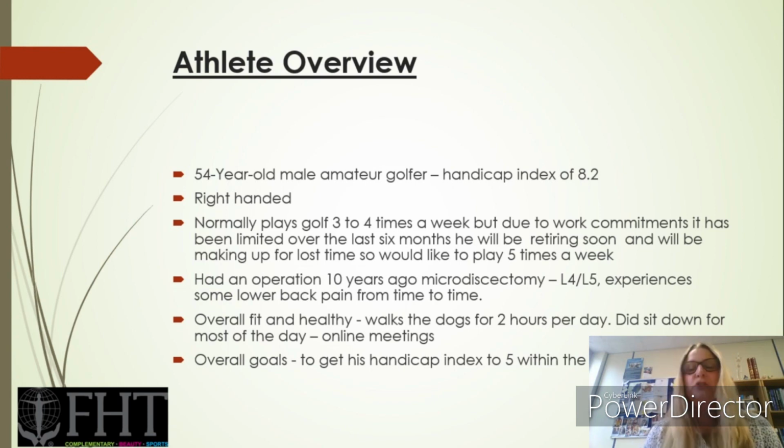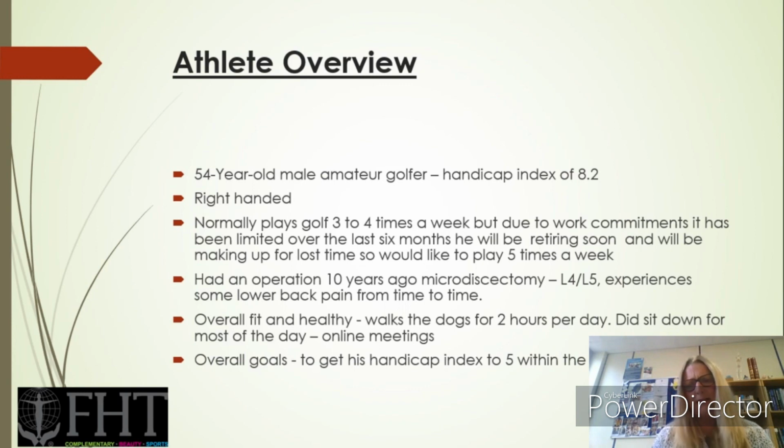So he had an operation about 10 years ago in his lower back. So he's got a little bit of scar tissue around L4, L5, and he experiences some back pain from time to time. Overall, he's a fit and healthy 54-year-old. He walks the dogs for 2 hours a day. He did sit down for most of the day when he was working, so online meetings. His overall goal is to get his handicap index to 5 within the next 12 months. So we used the RS FootScanner on this individual.